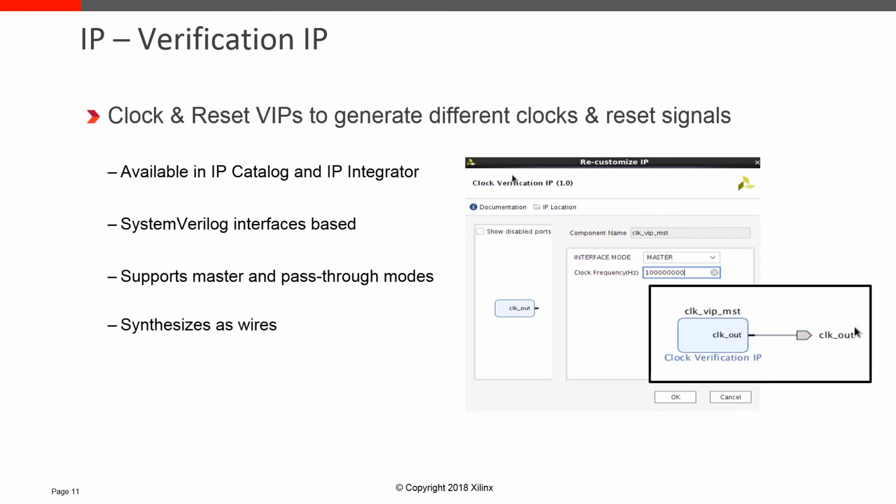In verification IPs, new clock and reset VIPs allow different clocks and reset signals to be generated. These VIPs are unencrypted and based on SystemVerilog interface. Both VIPs support master and pass-through modes to generate clock and reset signals. Note that these verification IPs synthesize as wires.